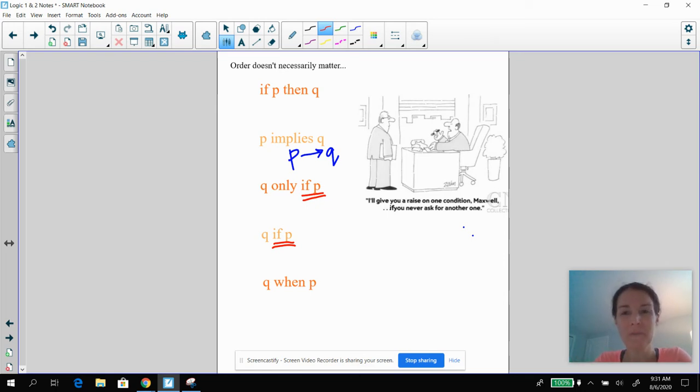So let's look at this cartoon. I'll give you a raise on one condition, Max, if you never ask for another one. So here's an example. If came second, but this is still our hypothesis. So if you never ask for another one, then I'll give you a raise.